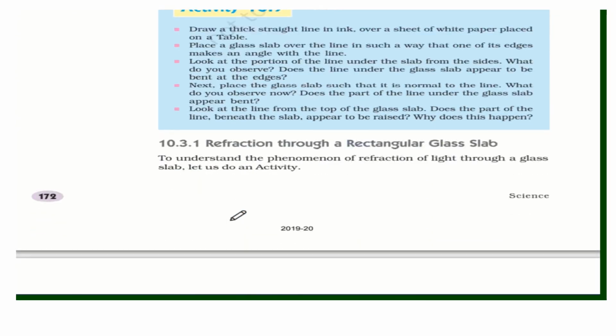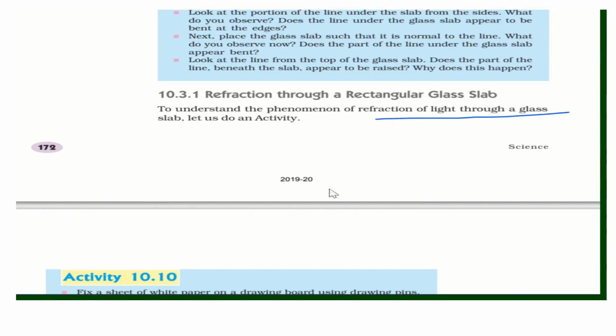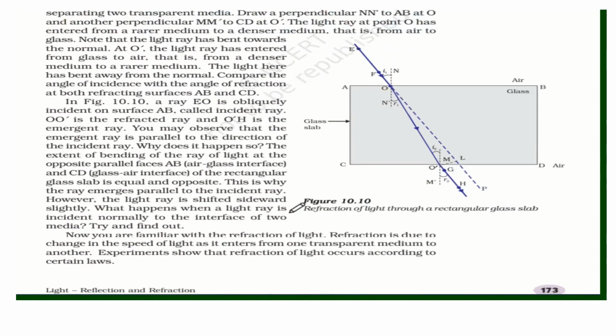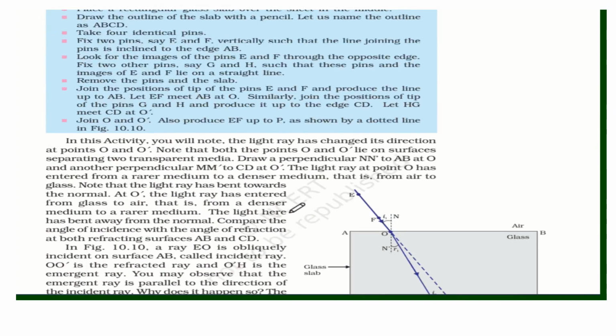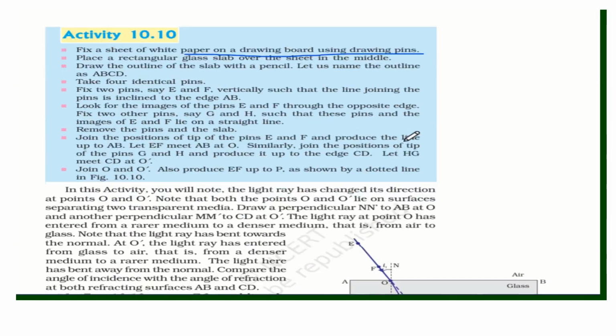Now, refraction through a rectangular glass slab. To understand the phenomenon of refraction of light through a glass slab, there is an activity. Fix a sheet of white paper on the drawing board using drawing pins. Place the rectangular glass slab over the sheet in the middle. Draw the outline of the slab with a pencil.